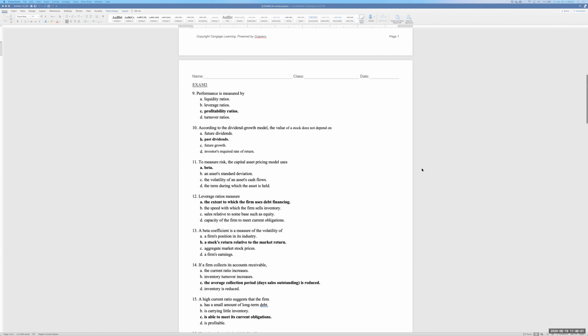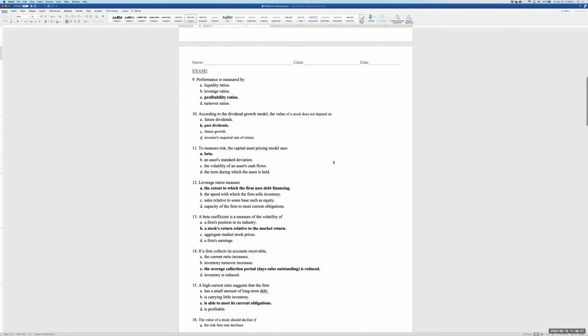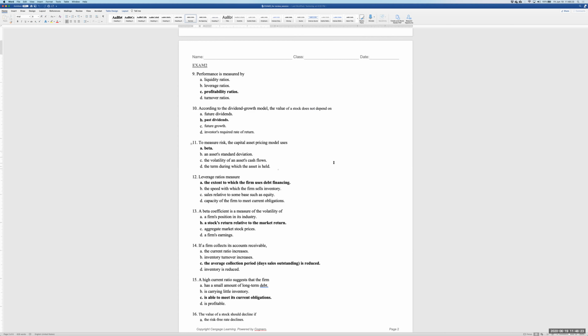Question 10, according to the dividend growth model, the value of a stock does not depend on, let's see, it depends on future dividends, that's correct. Future growth rate, yes. Investors' required rate of return, yes, but it doesn't depend on past dividends, right? We only use future dividends. So the correct answer is B.